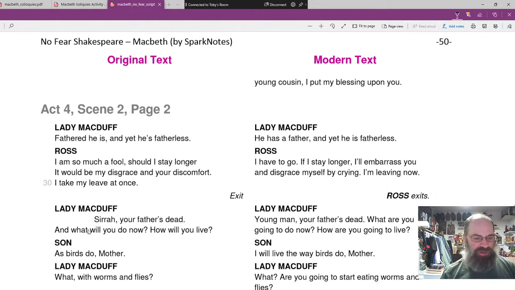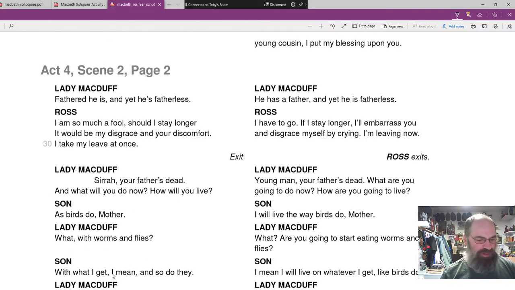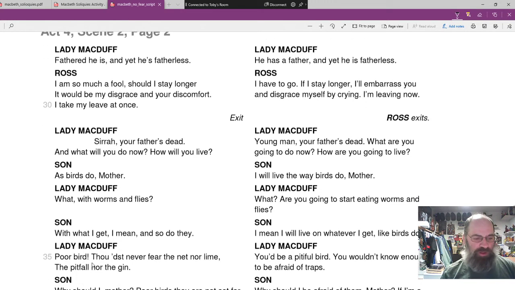And then she's talking to her son. "Sirrah, your father's dead. And what will you do now? How will you live?" "As birds do, mother." "What, with worms and flies?" "With what I get, I mean. And so do they." "I'll go on. Poor bird, thou'dst never fear the net, nor lime, the pitfall, nor the gin."